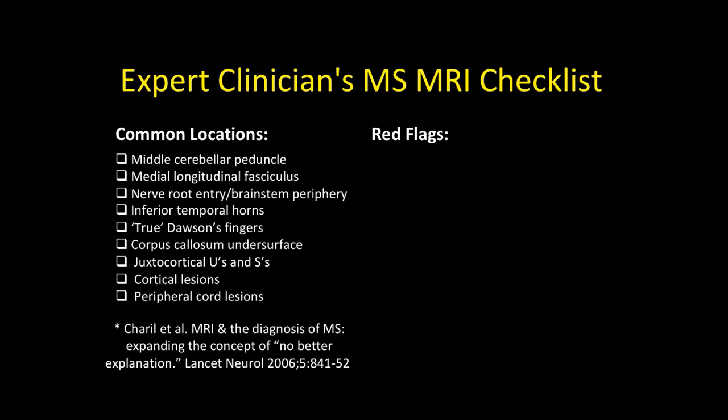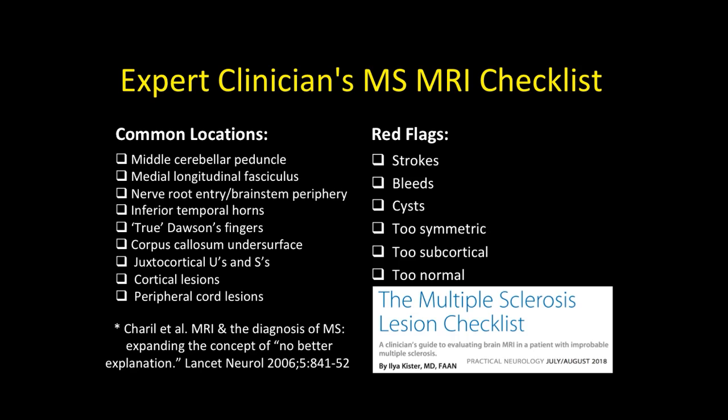So when we're reading our MRI studies, we want to look at those common locations that we just reviewed. The white matter tracts of the peduncles and the MLF and the brainstem, inferior temporal horns, our Dawson fingers emanating perpendicular to the ventricles, the undersurface of our callosal septal lesions, juxtacortical and cortical lesions, and of course also our short segment peripheral patchy T2 hyperintense cord lesions. And any MS case should have more check boxes on the left than the right. And if you see strokes, bleeds, cysts, anything else that makes you want to scratch your head, you should think twice about your interpretation.